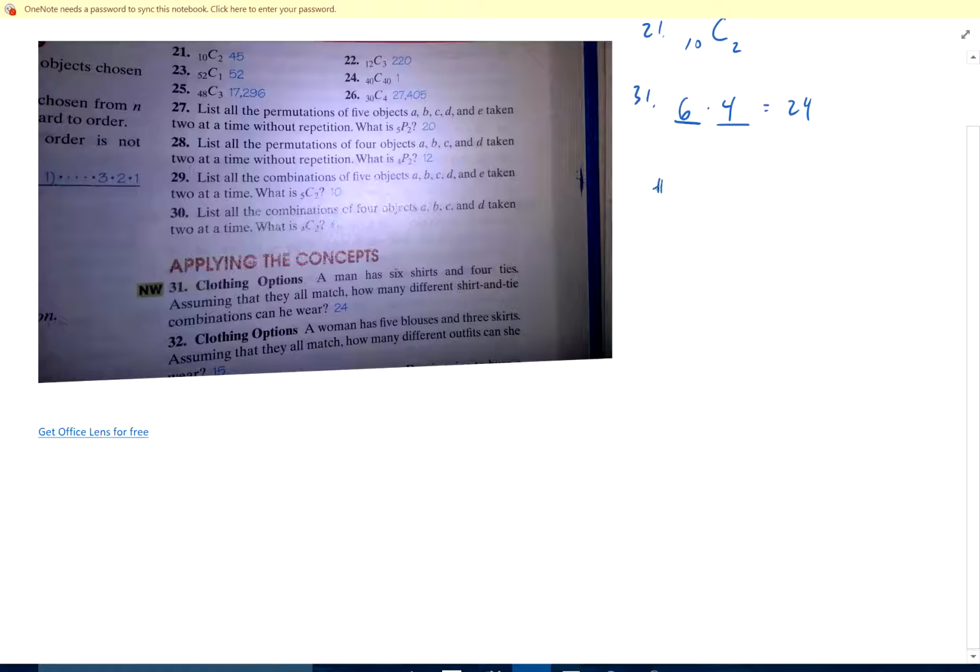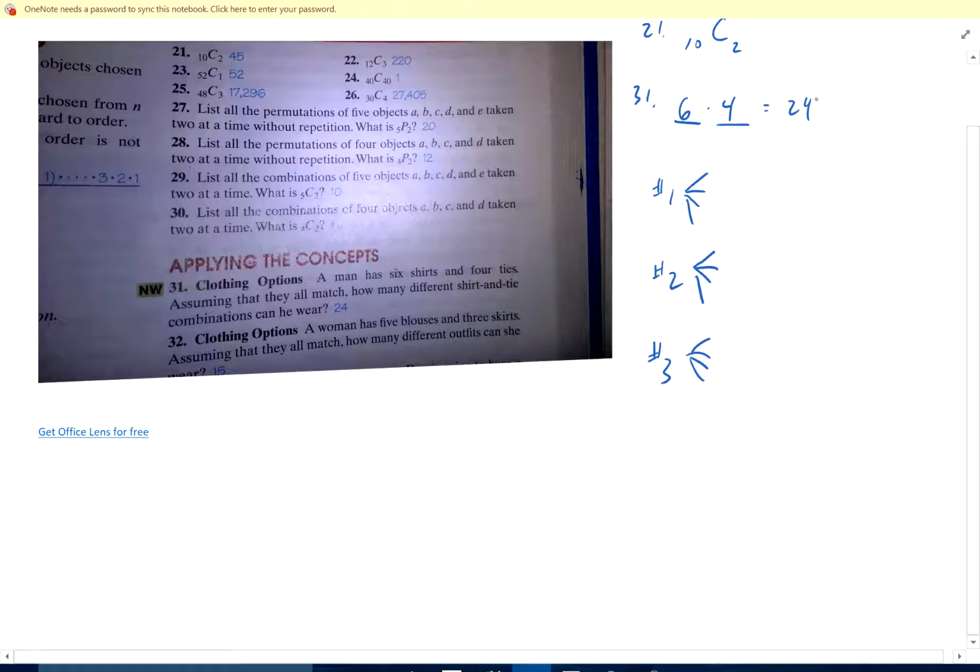Suppose he wears shirt number 1, then he's got 1, 2, 3, 4 ties. Shirt number 2, 1, 2, 3, 4. Shirt number 3, 1, 2, 3, 4. So how many 4s is he going to have? Well, how many shirts does he have? 6 times 4 is 24.